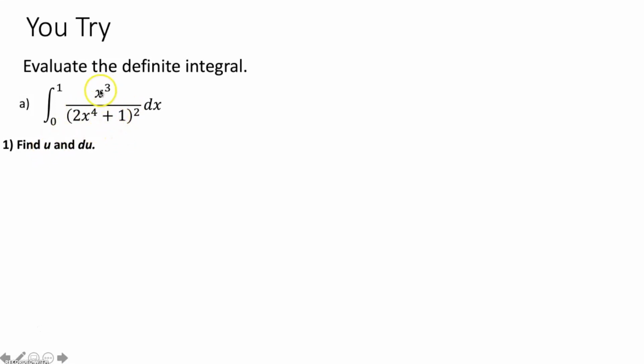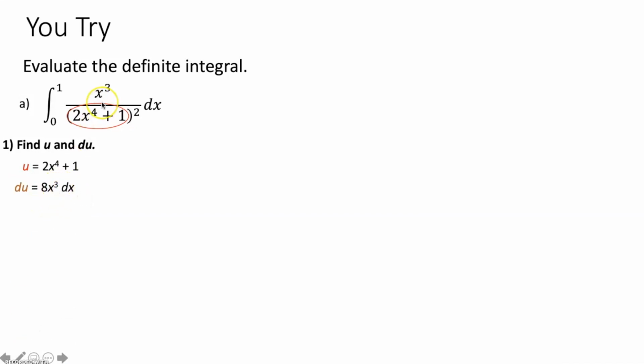But in this case, we have a function being divided into another function. So we want to make sure that we set u equal to whichever function, if we take the derivative of that, will include the other function. So I'm going to set u equal to 2x to the fourth plus 1. The reason is because if I take the derivative of this with respect to x, I get du/dx is equal to 8x to the third plus 0. Multiply both sides by dx, I get du is equal to 8x cubed dx.